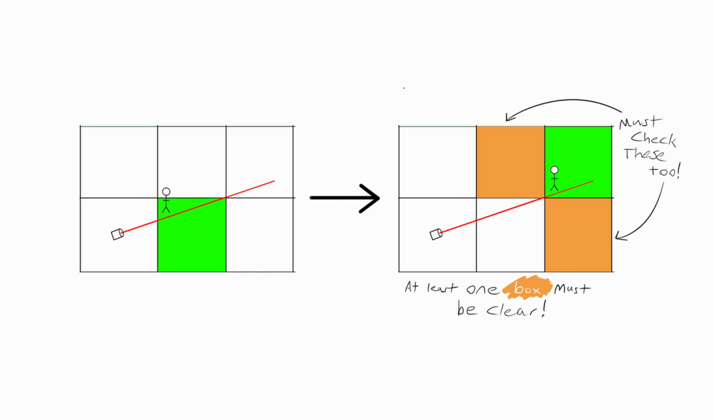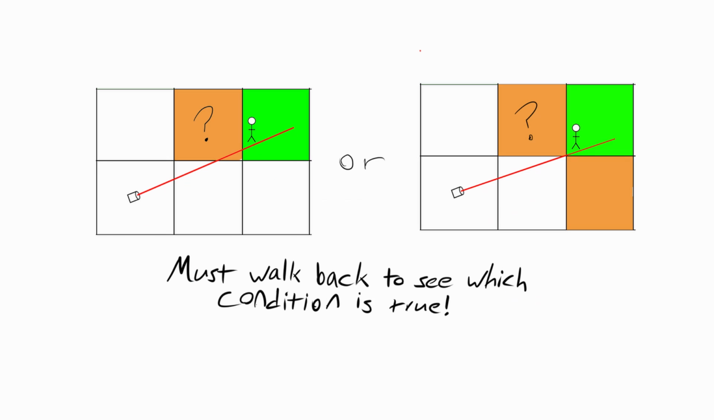The second possibility, however, is that you hit an edge or a corner between multiple voxels. In this case, you need to check each of the voxels that share that edge or corner to see if they are occupied by an obstacle. In either case, you'll need to walk back and forth along the ray in order to see which condition is true, which also adds to the total compute time for the angled ray.